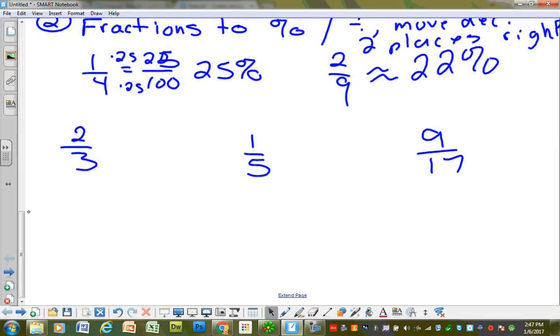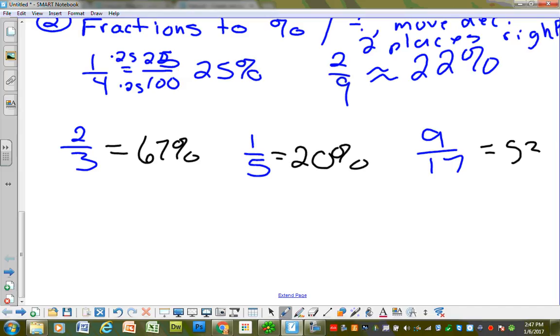Tessa, what'd you get for the first one? 66%. I want it rounded to the nearest whole number. 67%. Thank you. Grace, how about 1/5? 20%. How about 9/17, Tyler? 53%. Is that right? Yeah, it is. 0.529. Good job. Actually, on these two, I shouldn't have an equal sign. What should I have instead? About. Because we rounded. Okay, does anybody have any questions?